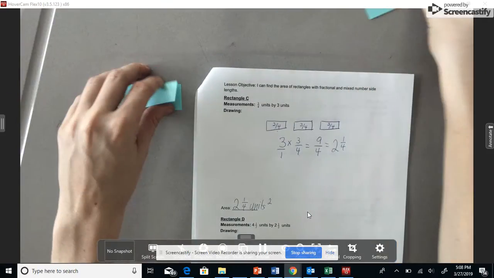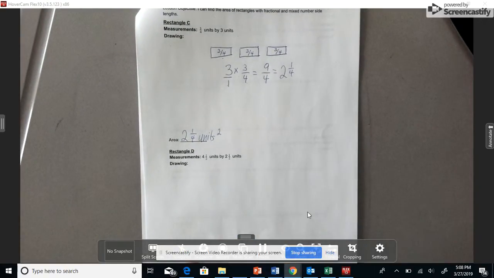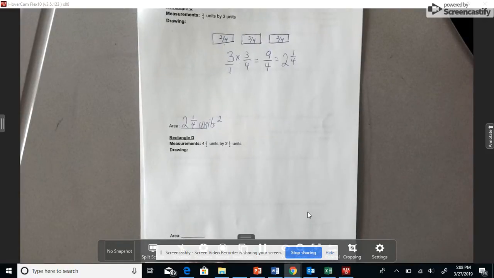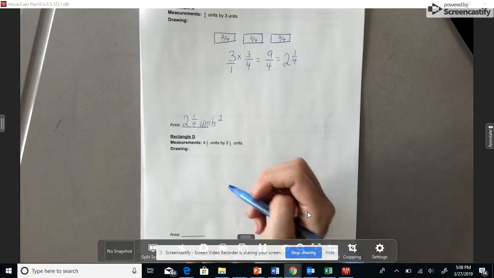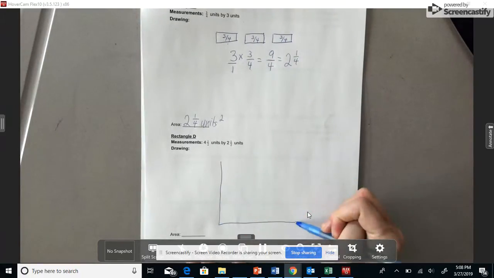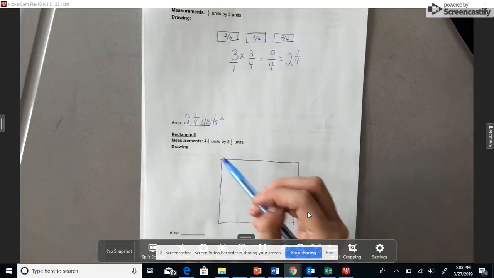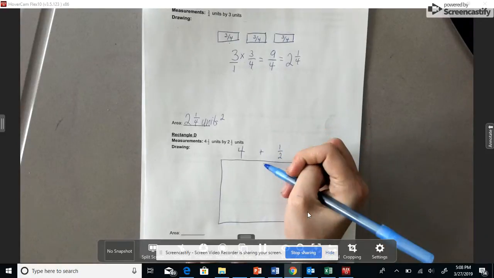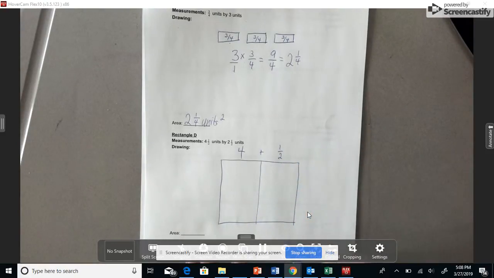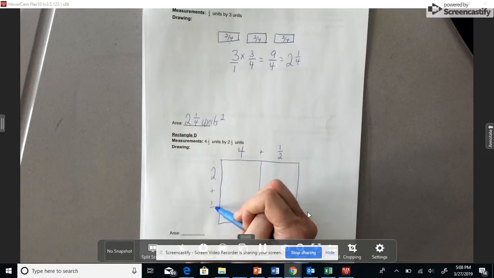All right, let's move on to rectangle D. So this time we're not going to do the sticky notes. We're just going to go right into this. And for the drawing this time, I'm going to just do the area model. So 4.5 units by 2.5 units. I'm going to start by drawing a rectangle. This is the rectangle I'm starting with. It's 4.5 units. So I'm going to do 4 plus 1/2 units by 2.5 units. So going down, it's 2.5 units long.